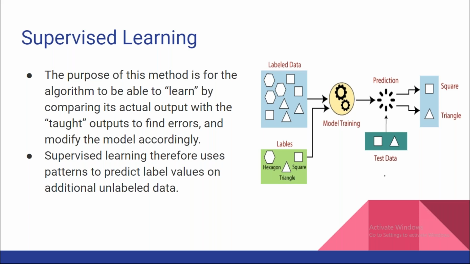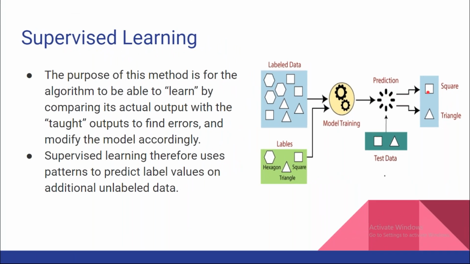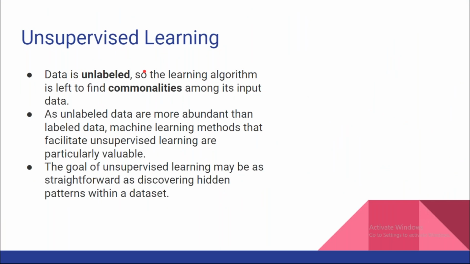So supervised learning uses patterns to predict the label value on additional unlabeled data. Because this is unlabeled data, I am not going to tell my model whether this is a triangle or a square. So I'm asking it to predict. Getting this unlabeled data, it will make the prediction and put it into labeled data basically. Again, this is one of the examples. I have this sort of data fed into the machine learning model, and it is defining into two categories, three different colors. Then there is something called unsupervised learning.